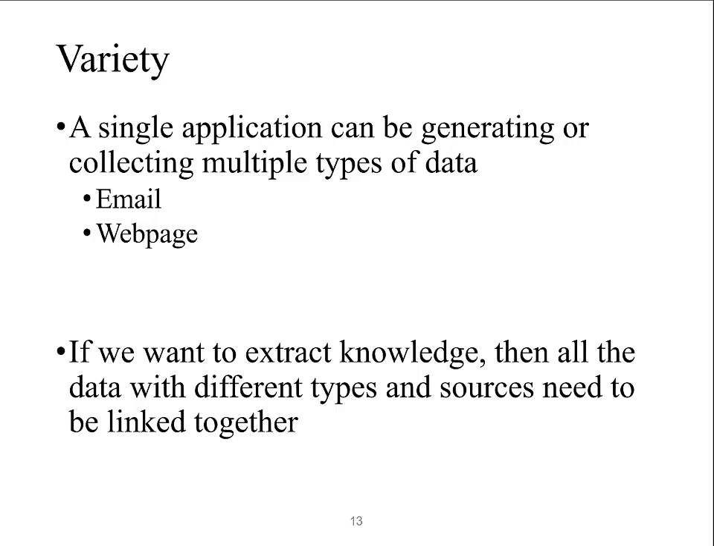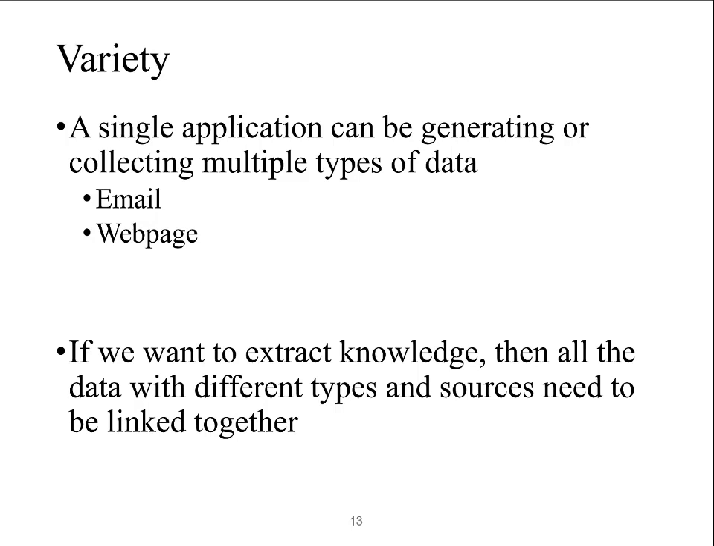So in an email, we have the sender's information, the receiver's information, the date. These are structured data. And we have the body of the email, which is text, which is totally unstructured. And in the attachment, we could have image or multimedia. So these are also unstructured data. And the same thing happens in web pages.